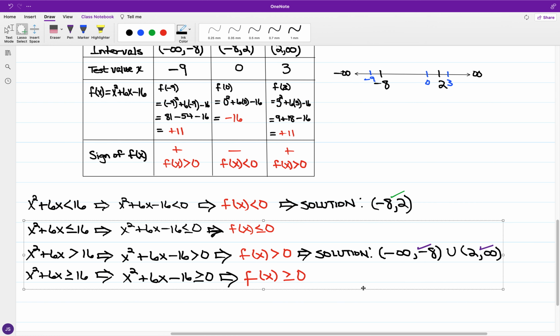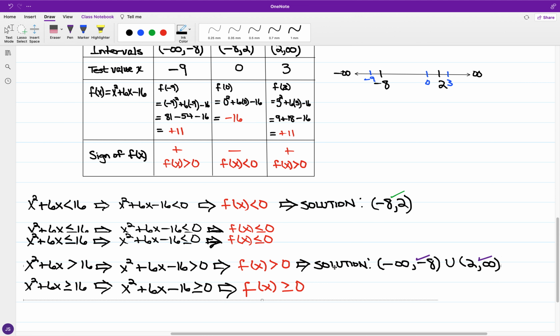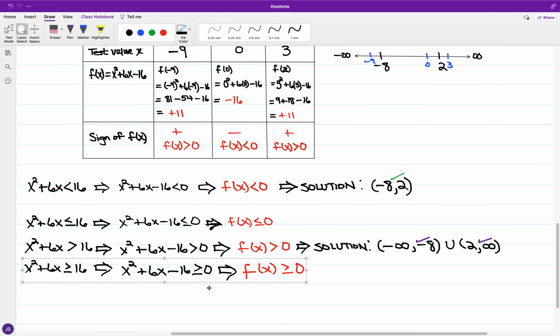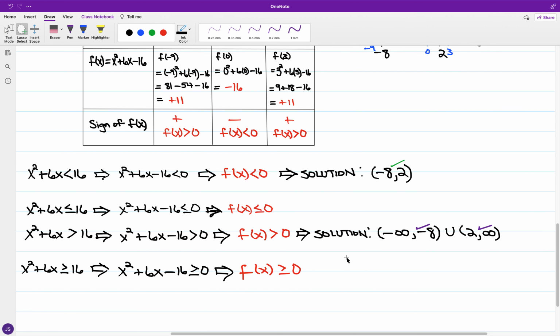Okay, now we're going to have involvement of the same limit values that correspond to where the inequality is pointing in the same direction. So this time around, you have less than or equal to 0, same direction as f of x is less than 0. Now we're going to involve the same limit values. In this case, you have negative 8 and 2.